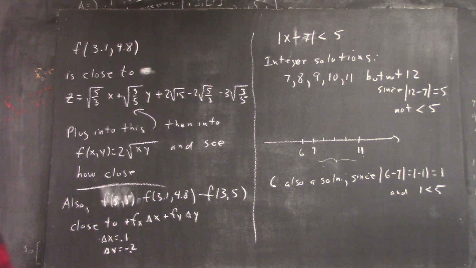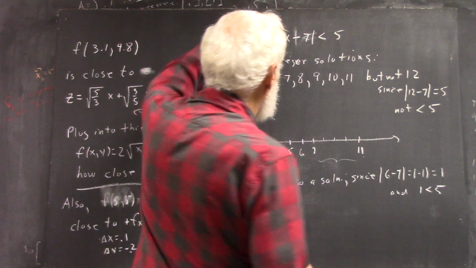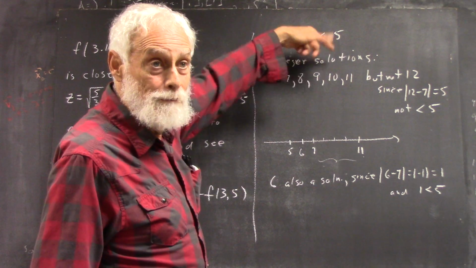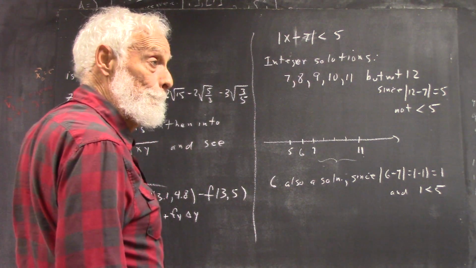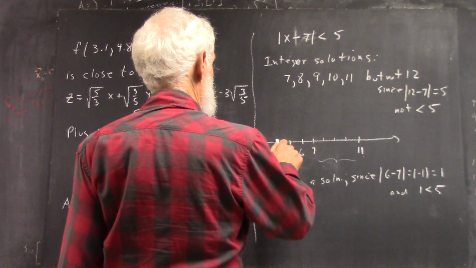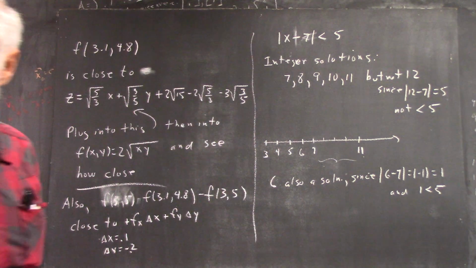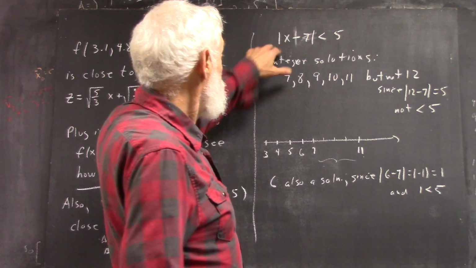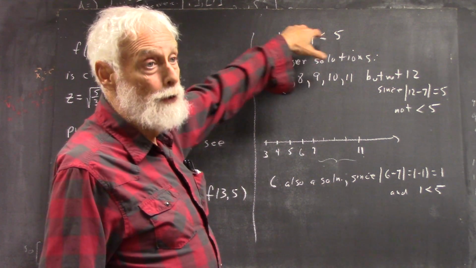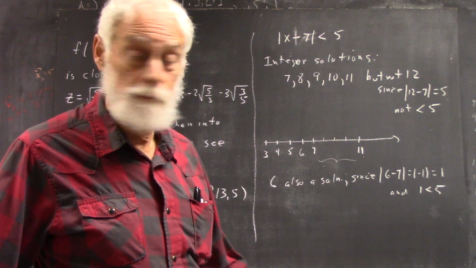And, you know, Sarah said 5. I believe her. And, yeah, clearly 5 is a solution because 5 minus 7 is negative 2, and the absolute value is 2, and that's less than 5, right? And it's also true for 4 and 3. Check it out, just to be sure. 3 minus 7 is negative 4. The absolute value is 4. That's less than 5. Okay? So we're good with this?